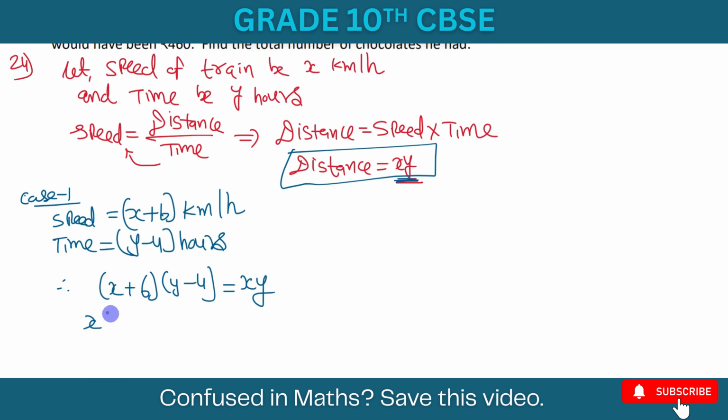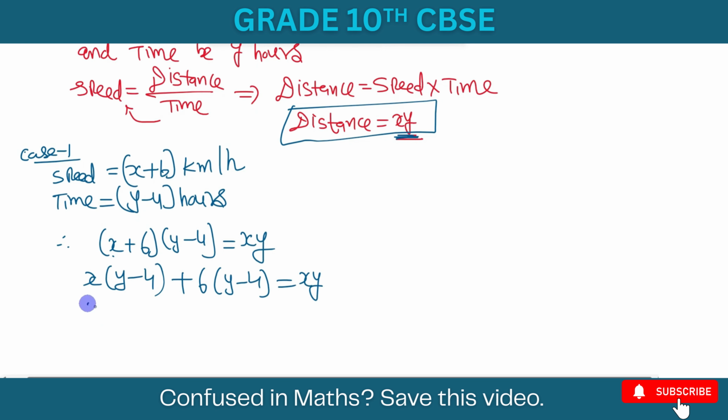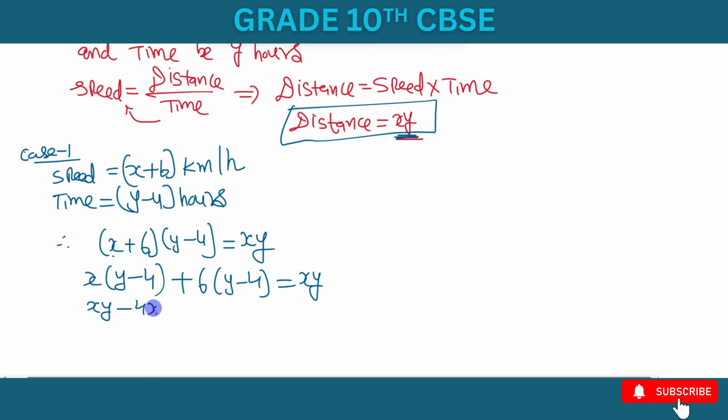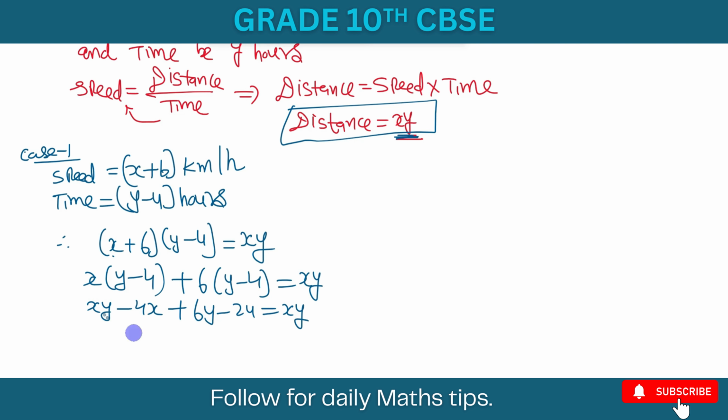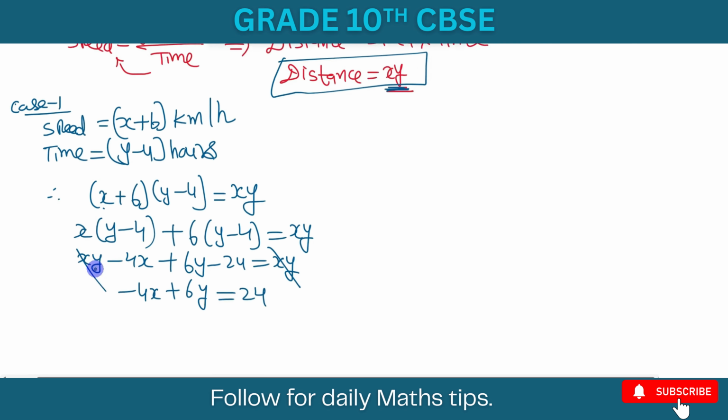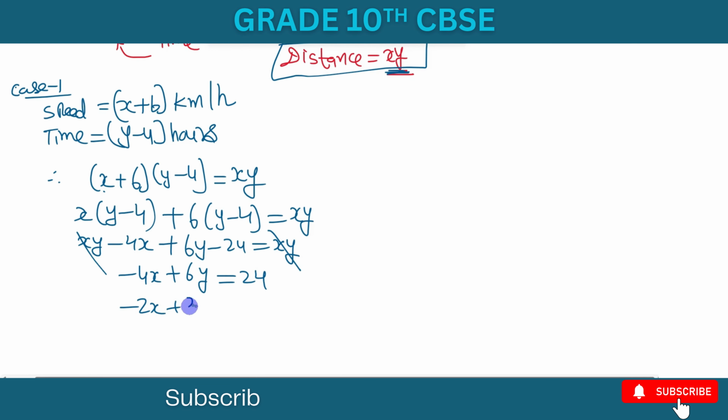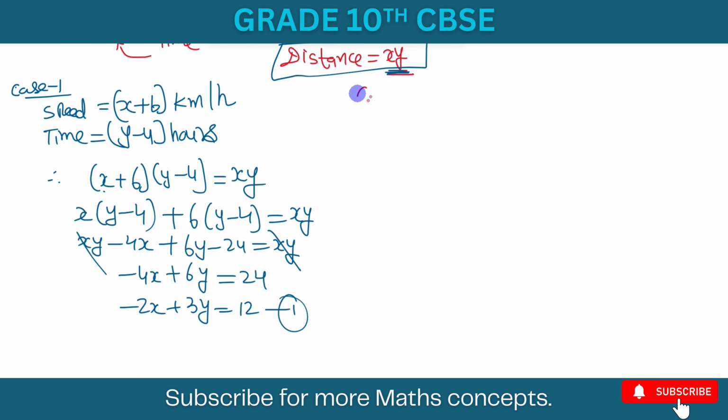Now a simple multiplication of binomials. x will multiply with the other bracket y minus 4, and 6 will multiply with the other bracket y minus 4. Just apply the distributive property: xy minus 4x plus 6y minus 24 is equal to xy. The positive xy and the negative xy on the other side get eliminated. Minus 4x plus 6y, and 24 goes to that side. Just divide the entire equation by 2: minus 2x plus 3y is equal to 12. Call it equation number 1. So this was case 1.